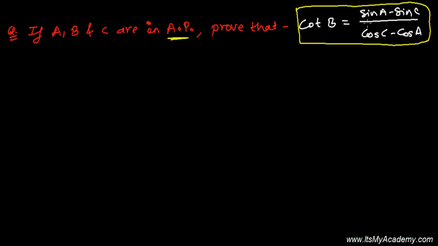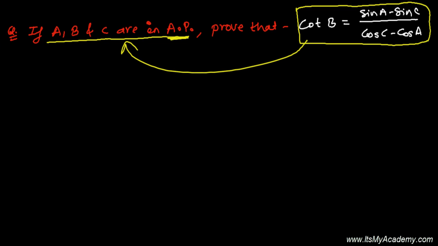See here, on our left hand side we have only B, but on our right hand side we have A as well as C. So you already understand that you have to convert this B into the A and C form, or the A and C form should be converted into the B form. How to do this? For that we are given a clue, that A, B and C are in AP.